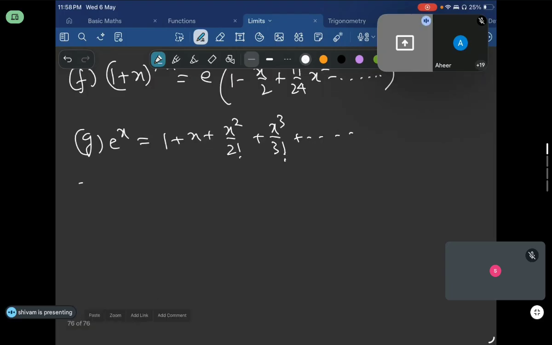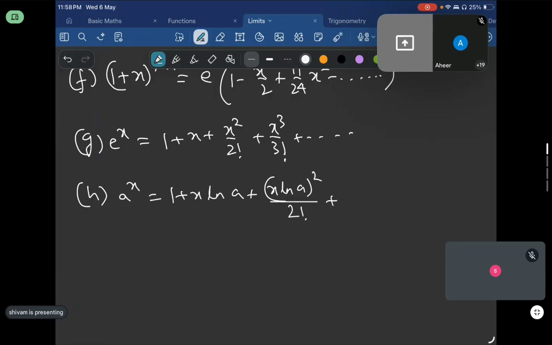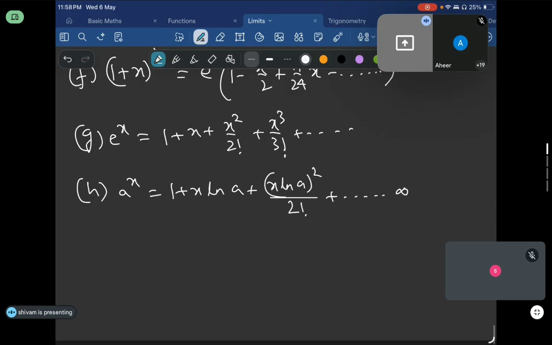Next, number h, e to the power x, which is 1 plus x ln a plus x ln a whole square by 2 factorial plus and so on, up to infinity.